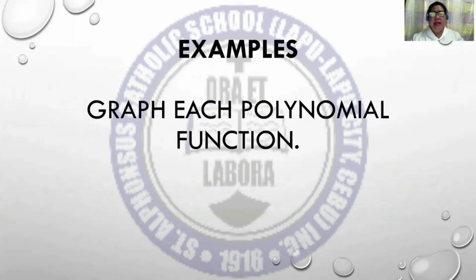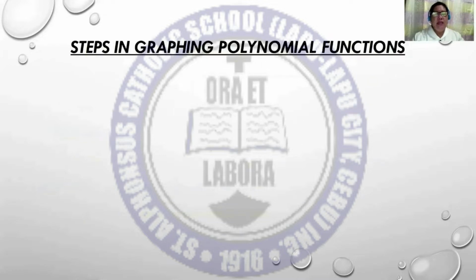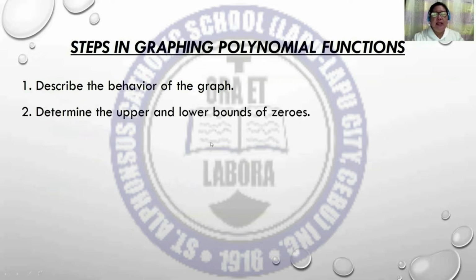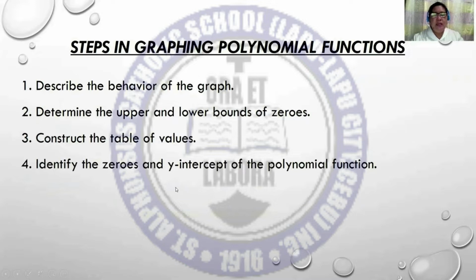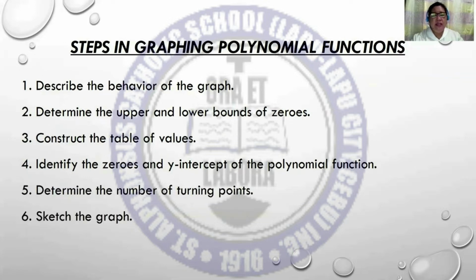Let us have examples. You are asked to graph each polynomial function. Here are the steps in graphing polynomial functions. First, you have to describe the behavior of the graph, determine the upper and the lower bound of zeros, construct the table of values, identify the zeros and y-intercept of the polynomial function, determine the number of turning points, and you have to sketch the graph.